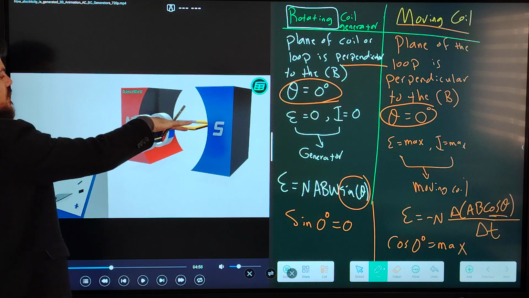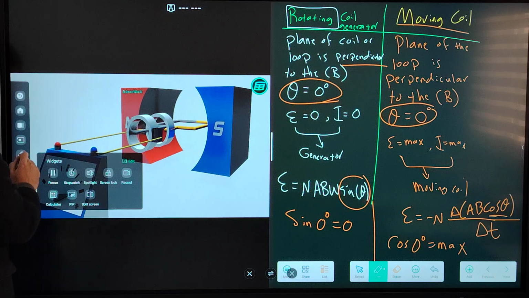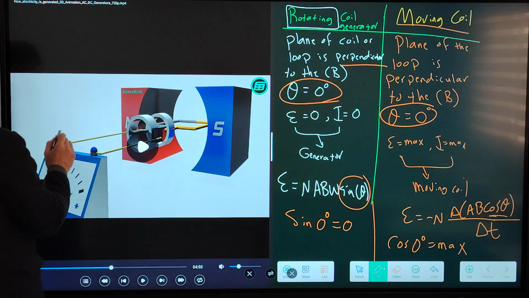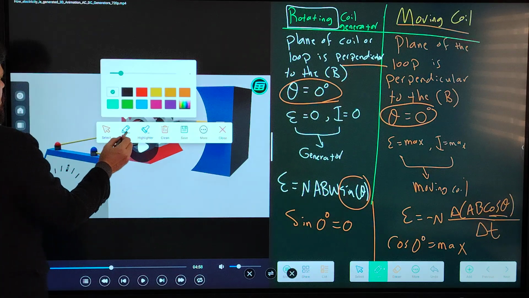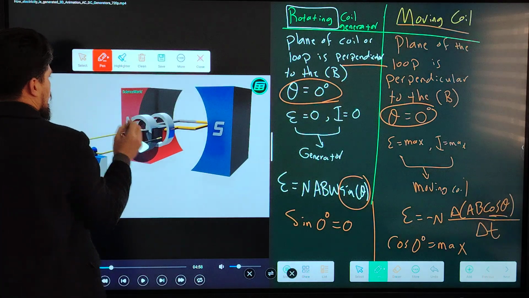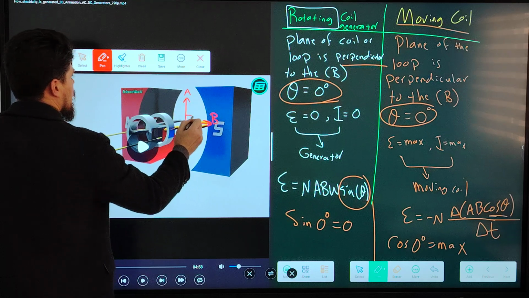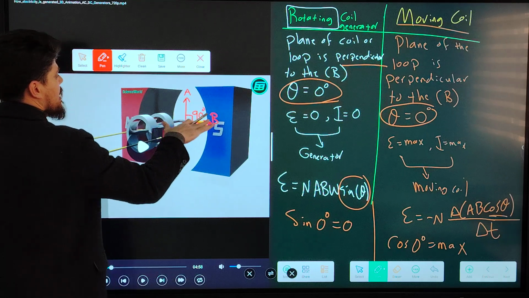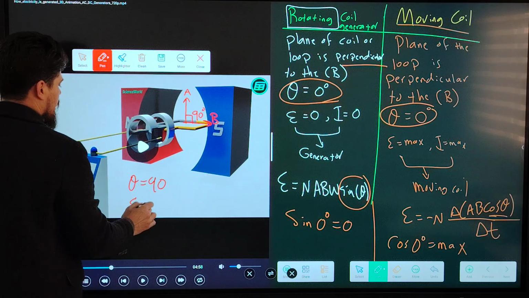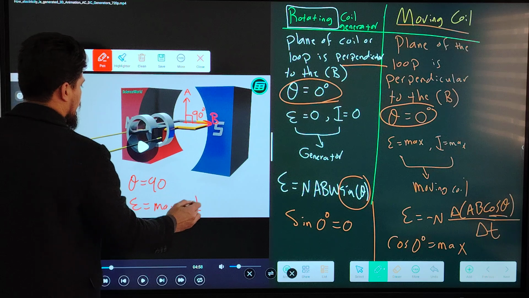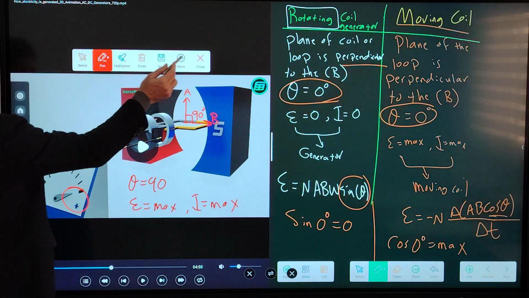When the plane of the loop is parallel to the magnetic field, what happens to the area vector? The area vector is perpendicular. Look. The area vector is perpendicular to what? To the magnetic field. The angle is equal to what? When the plane is parallel, the angle is 90. When the angle is 90, EMF is maximum. Current is absolutely maximum. Okay?